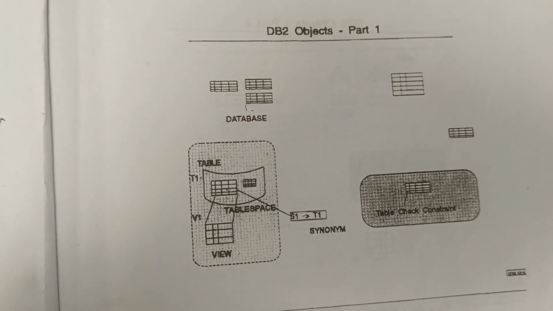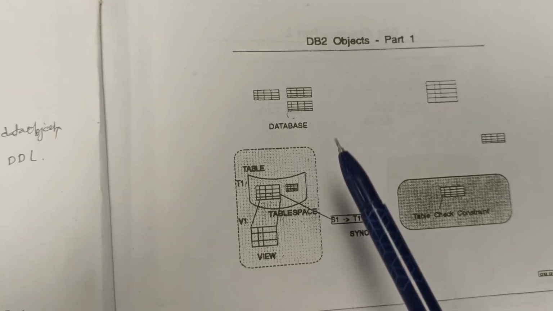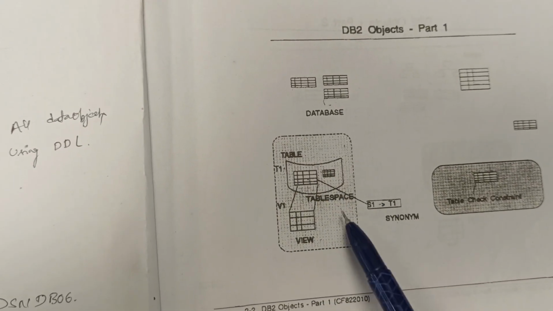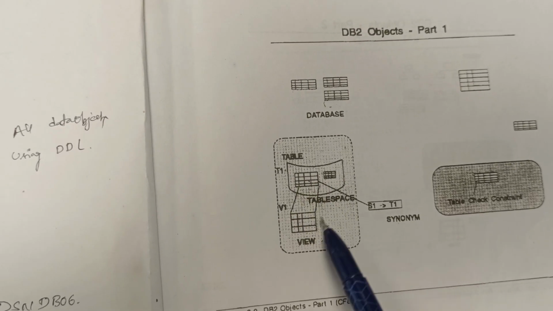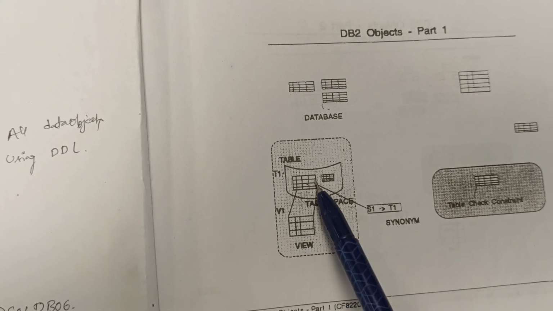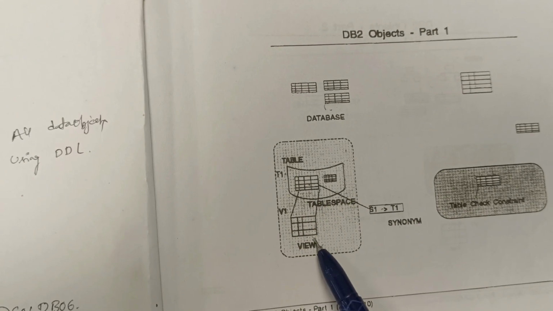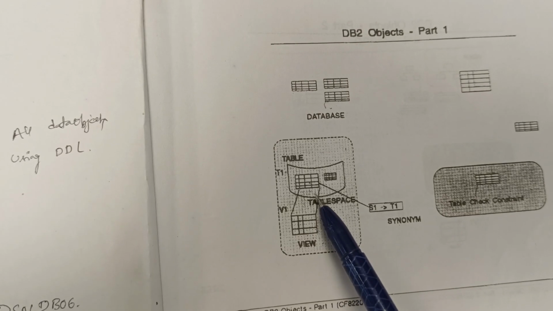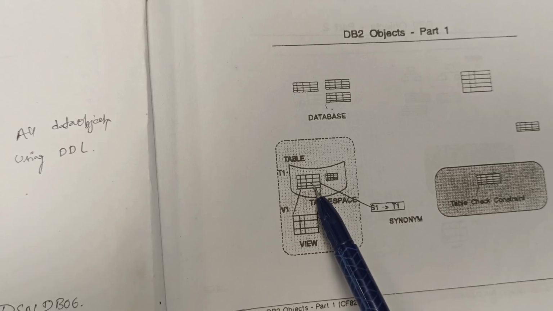This is a sample diagram of how database objects like tables are organized. This is the database, and these are table spaces. The database contains the whole thing, and in this database we have table spaces. In these table spaces we have tables, and by using a table we can create views. For each table we can create n number of views, and we can also create synonyms for one table.